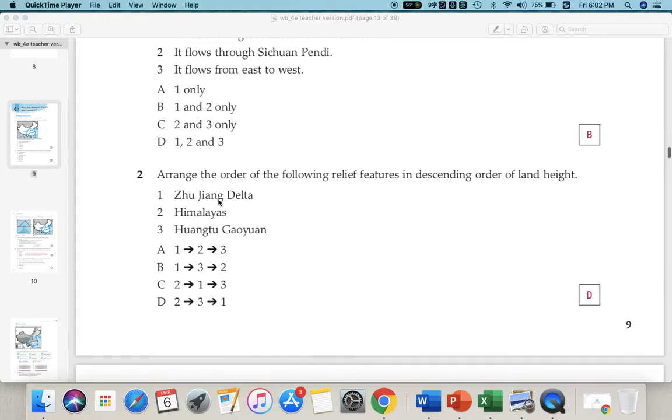And this one is quite simple, okay, because Himalaya San should be the highest, followed by the Huangtu Gaoyuan, and last the Zhujiang Delta. Zhujiang Delta is a very flat land next to the lower course of the river.